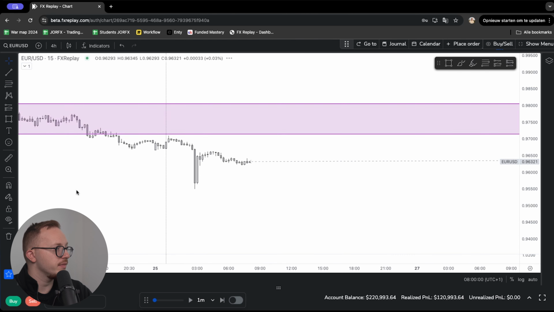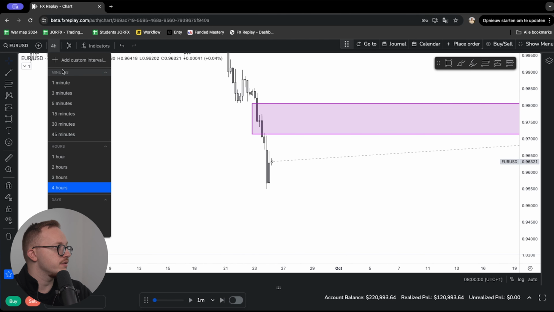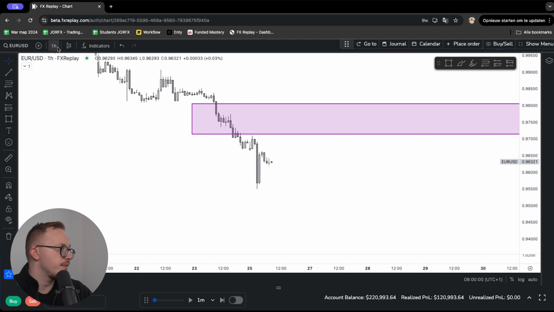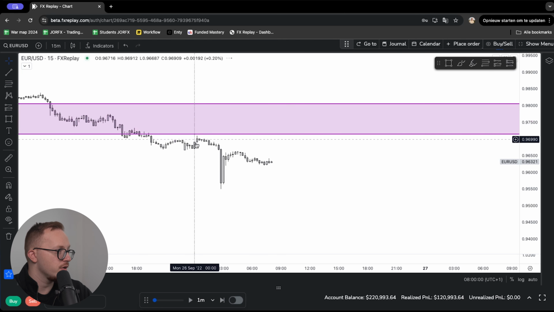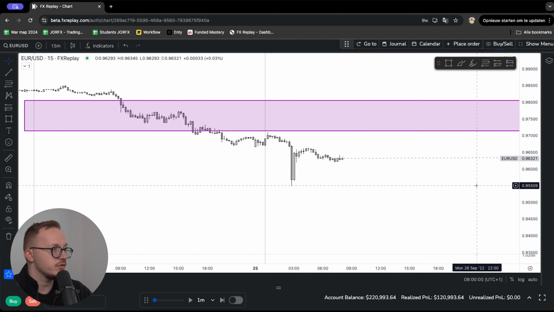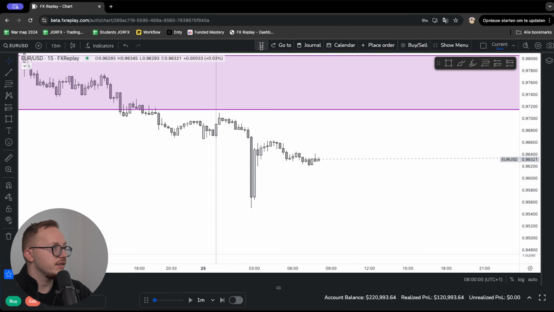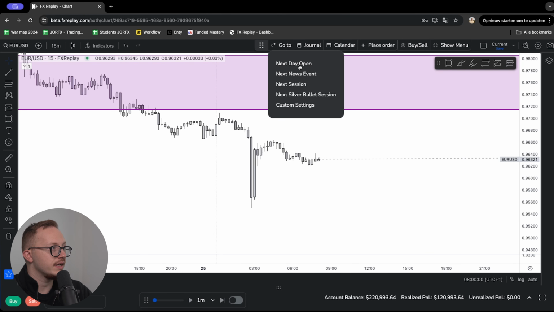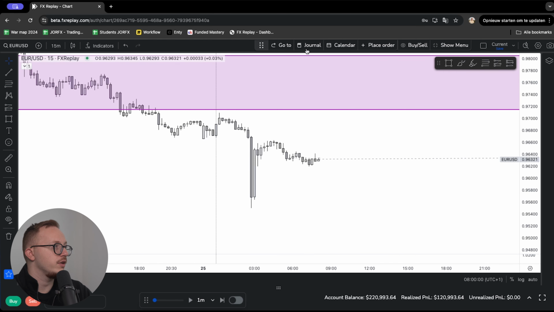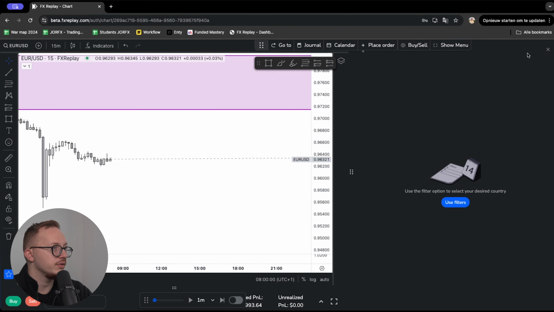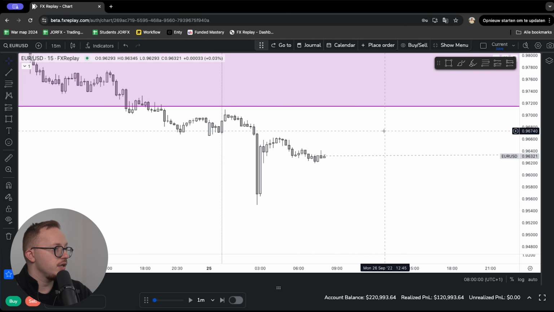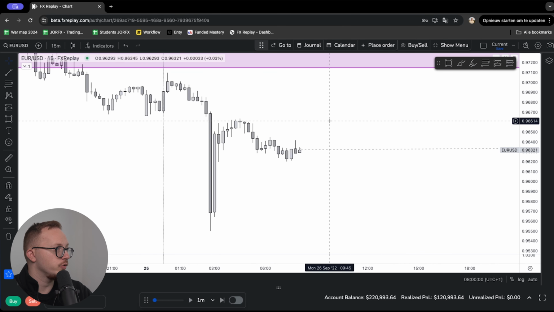That's what I'm doing, right? I'm going on the high time frame, on the lower time frame a bit. I'm just seeing where price could retrace to, maybe find out a POI where it could retrace to. But right now we're trading it just normally following the direction. Now on the top you can also see this right here. You can basically go to the next day open, the next news event, next session, next silver bullet session, or custom settings. Absolutely amazing, right? You have your journal, you have your calendar that you can look at. But right now, let's say we want to take a trade and we want to take a short position from here.